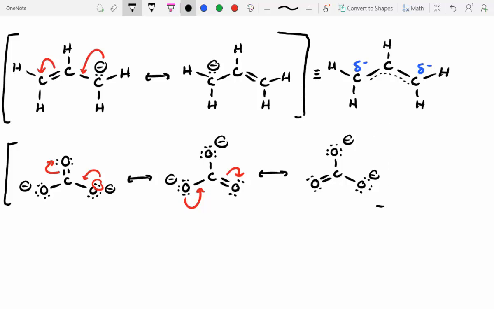So now what I want you guys to do is to try to figure out what the resonance hybrid would look like. And we'll draw that over to the right. Remember, with the hybrid, I always include all of my sigma bonds, and then I figure out where the pi bonds are delocalizing.